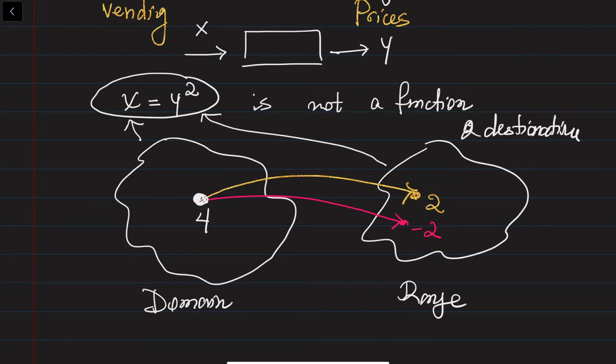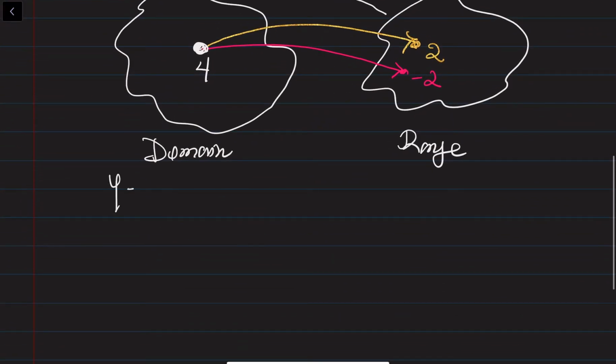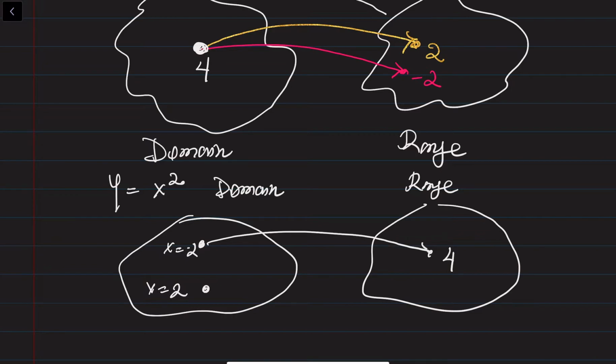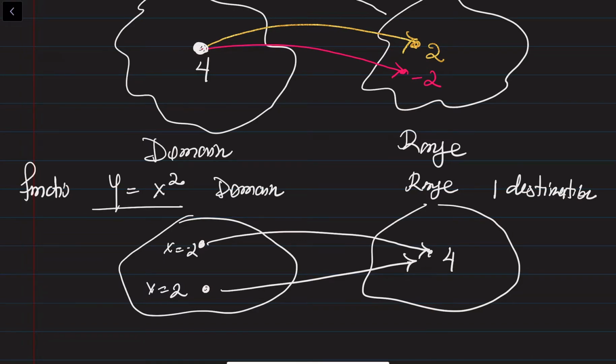At the same time, if you write down the function y equals x squared and draw the domain and the range, you can see that you can go to 4 in the range from x equals minus 2 and x equals plus 2. You can go from two points to the same point, so there is just one destination. So this is a valid function.